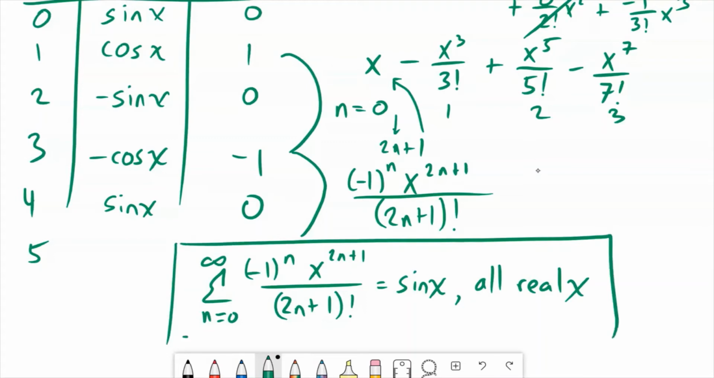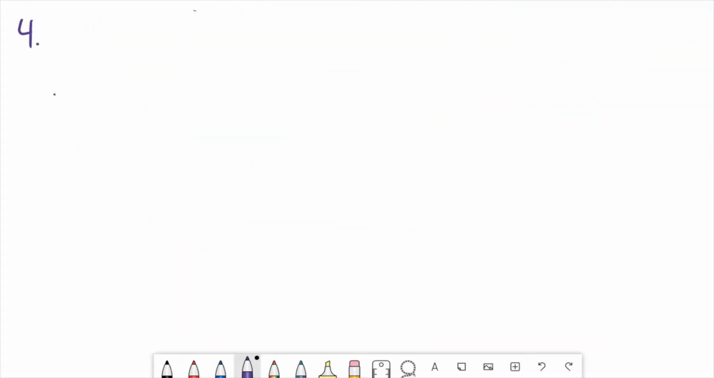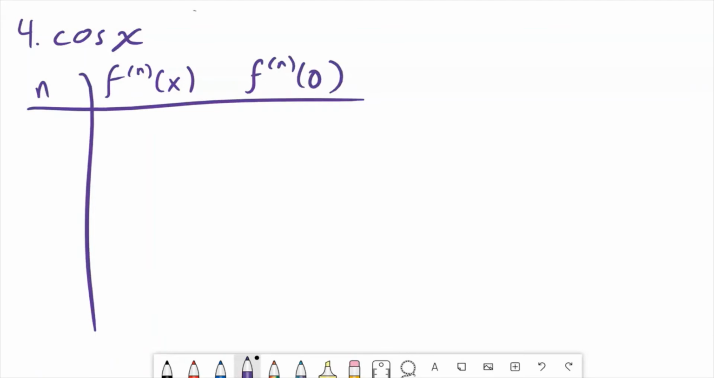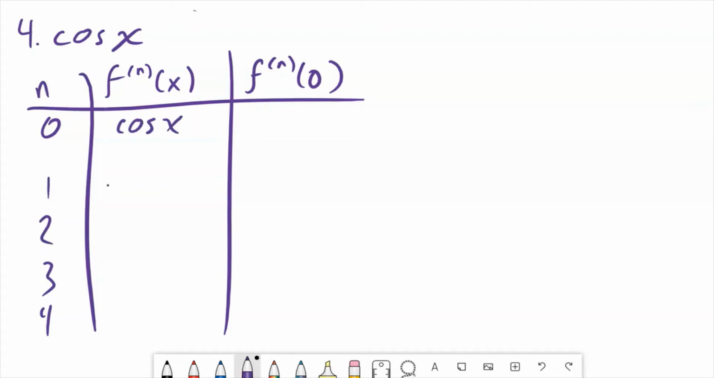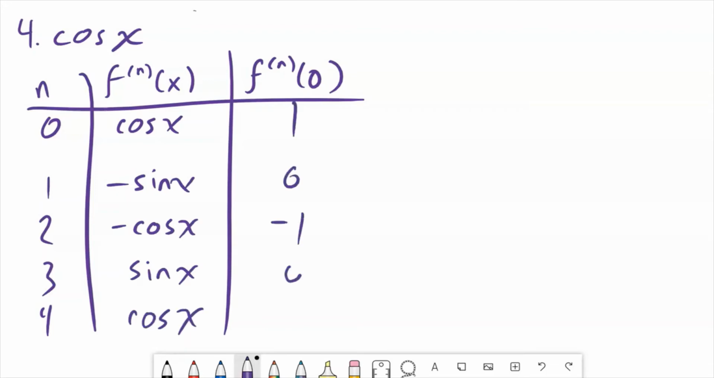So that's this one. Very simple. Now we move on to number 4, the fourth one that you should know. And this one's related to sine, really closely related, because it is cosine. So, like always, we're going to start with the table. And we're just going to start filling it in. 0, 1, 2, 3, 4, and then we just do cosine, negative sine, negative cosine, sine, and cosine. Now we just fill it in. This is 1, 0, negative 1, 0, 1.